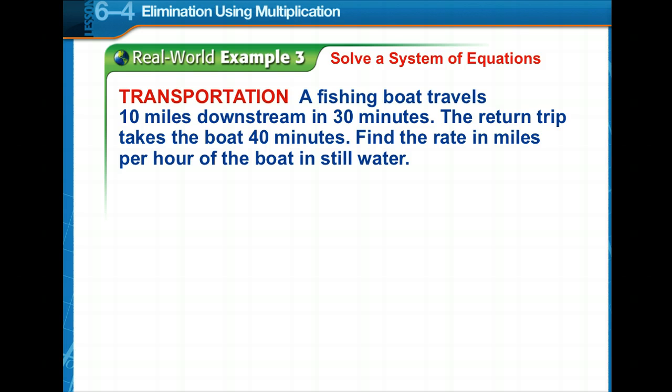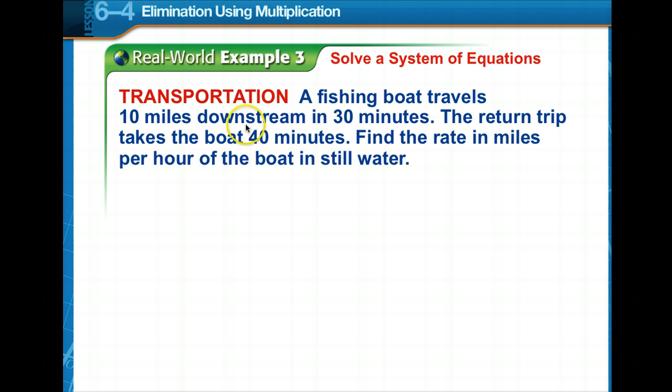Let's look at a real-world example. And let me tell you, folks, you're going to be solving problems with this fishing boat all the way through college algebra. Actually, if you take pre-calculus, you're going to be calculating the current of fishing boats or rowboats or whatever. So pay very close attention. This is extremely important.